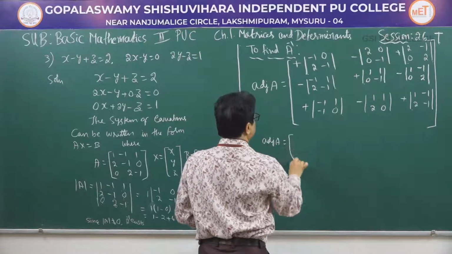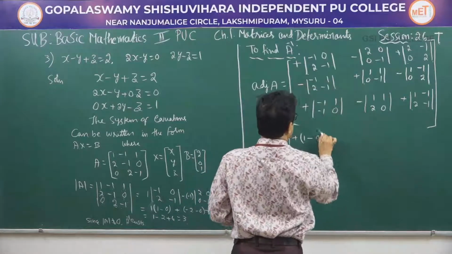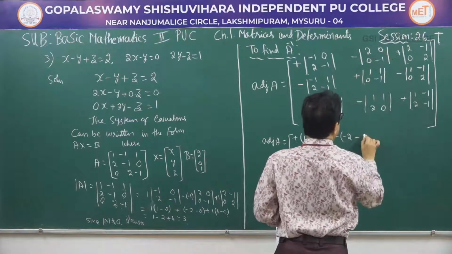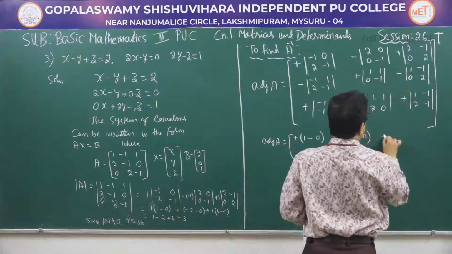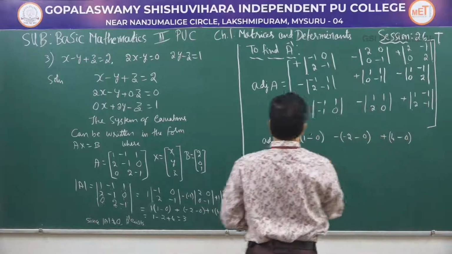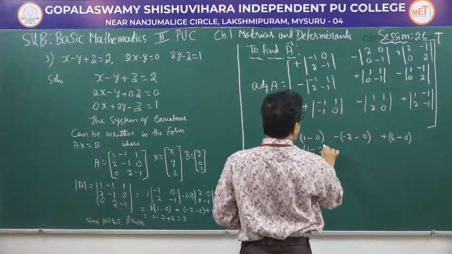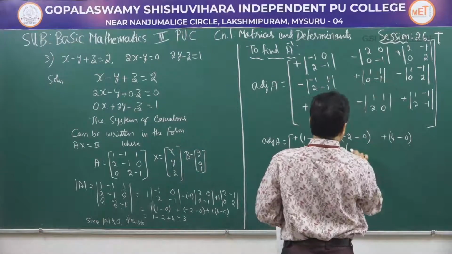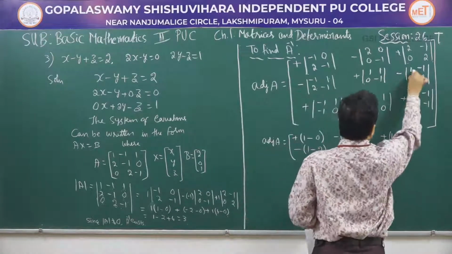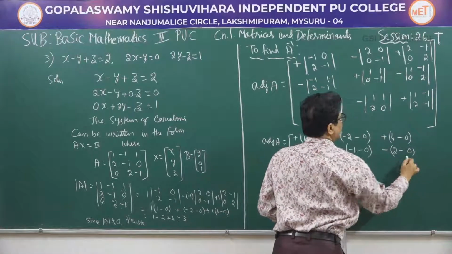So, adjoint A is equal to plus -1 into -1, 1 minus 2 into 0, 0 minus of 2 into -1, -2 minus 0 into 0, 0. Next plus 2 into 2, 4 minus 0 into -1, 0. Next minus of -1 into -1 is 1, minus 2 into 1 is 2, plus 1 into -1, -1, minus 0 into 1, 0, minus of 1 into 2, 2, minus 0 into -1, 0.